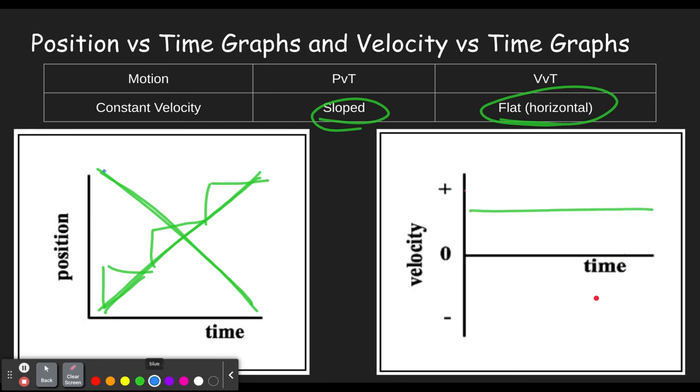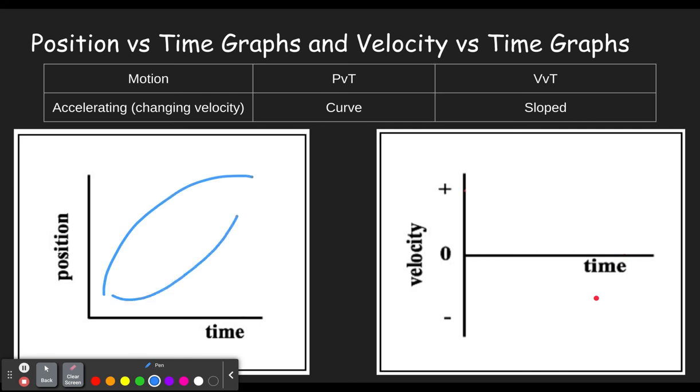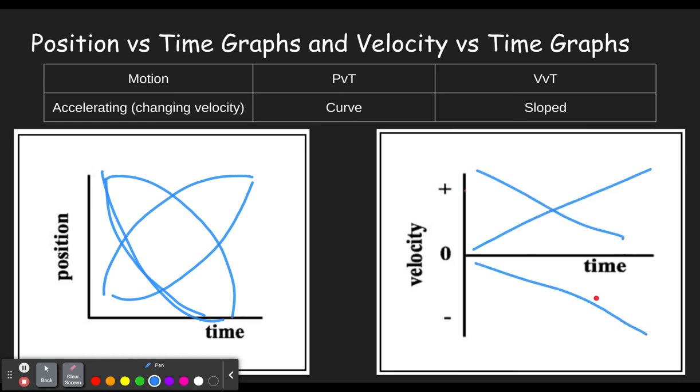Okay, change colors here real quick. The blue line sloped negative is going to have a negative speed, but because it's a straight sloped line over here, it's going to be a horizontal line on velocity time. The speed is not changing. Finally, if something is accelerating, that means we're going to have a curve over here, either one of those curves or one of these curves. Okay, and that's going to give us a sloped line over here.